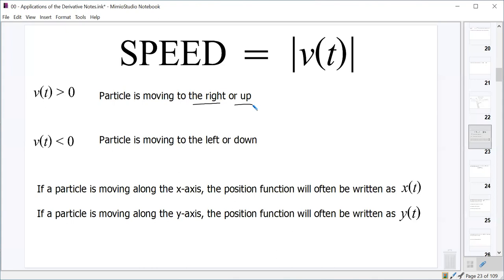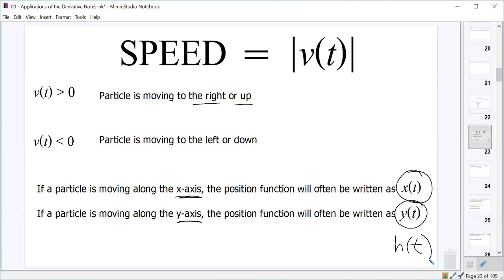Oftentimes, we might see a position function for something that's moving along the x-axis as x of t. And we might see the position of something moving along the y-axis or any other vertical axis as y of t. And on occasion, we may also see h of t being used, particularly for something that's moving vertically as well. And again, like I said, s of t is our normal notation.